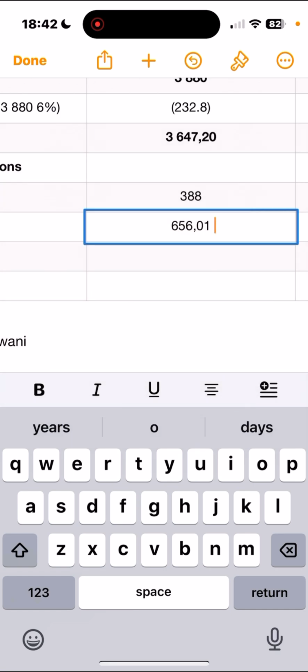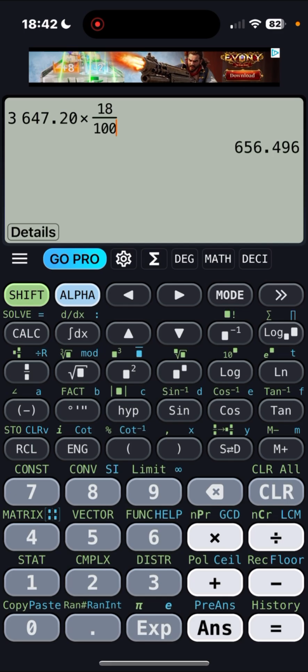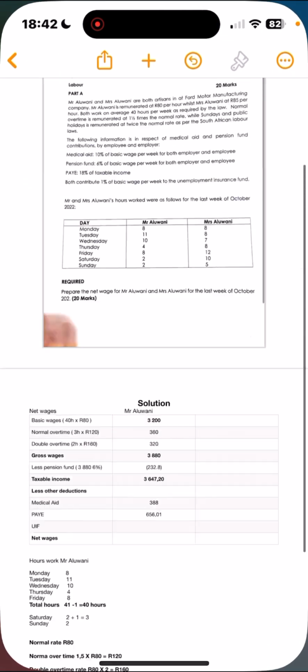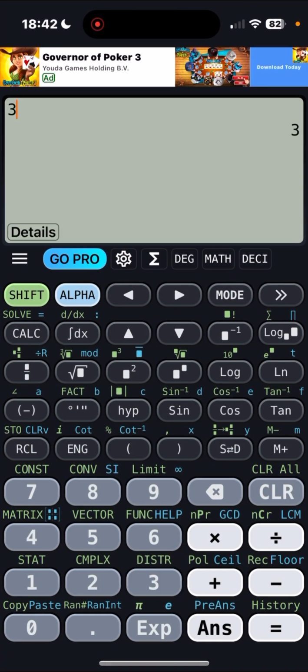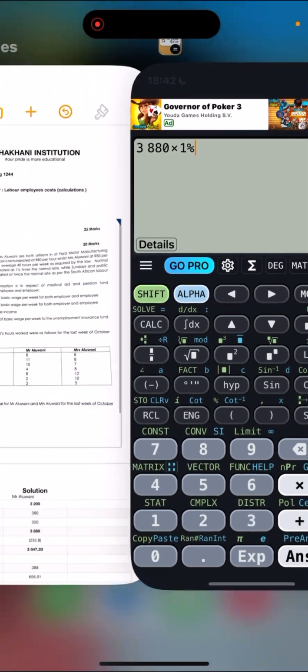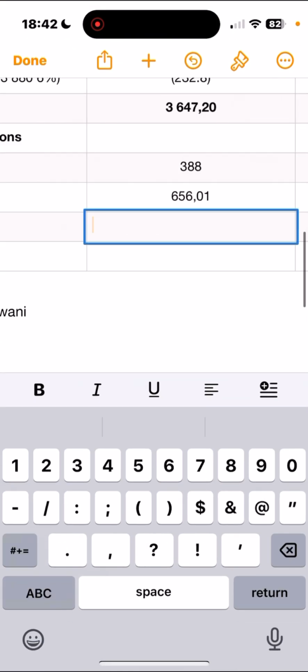And then we have UIF. Our UIF, we need to check where it's calculated. They said both contribute 1% of the basic wage. So 1% of 3,880 multiplied by 1% is 38.8.